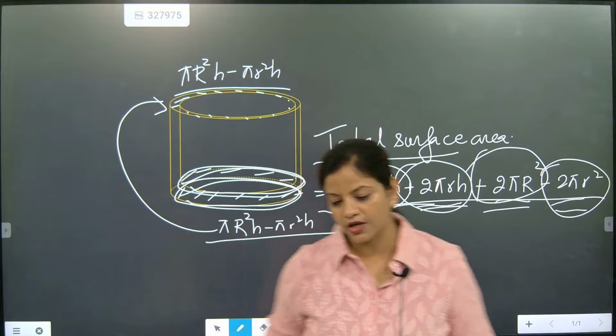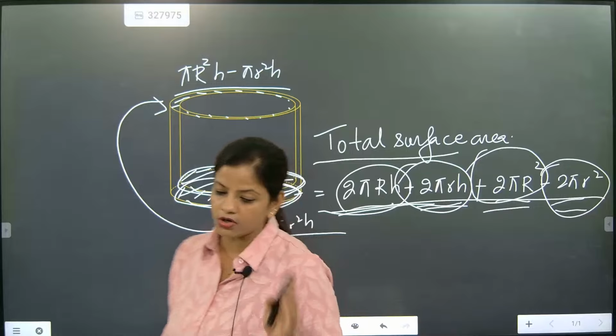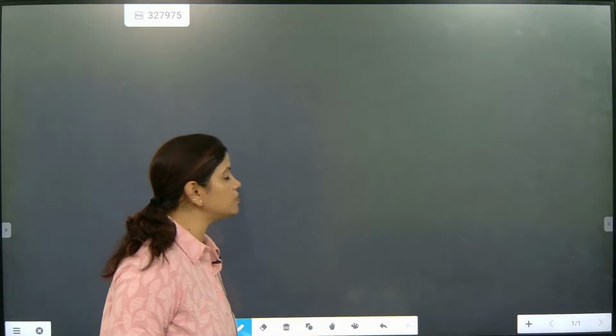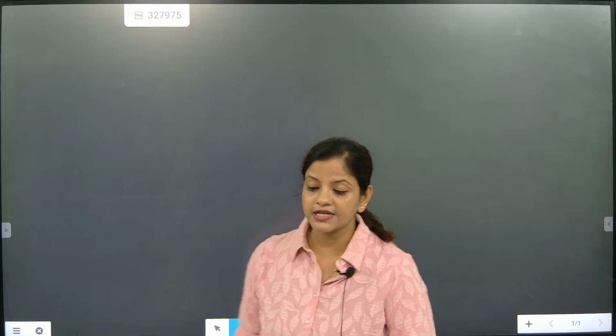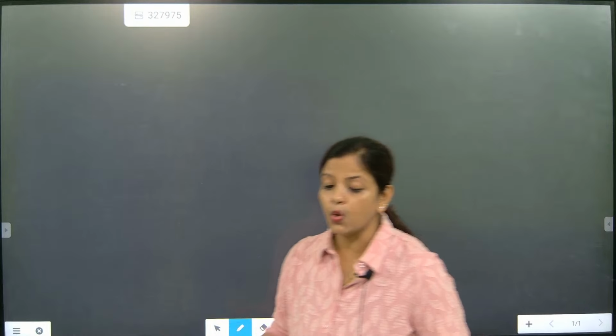That's about circular, cylindrical, the hollow cylinder. So that part we have understood. Now we will be going for the next section. Now please pay attention to the cone.